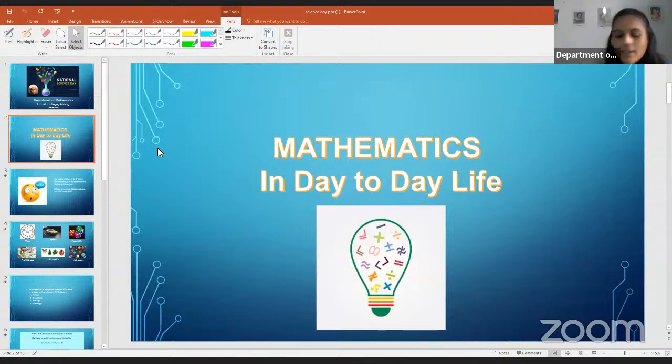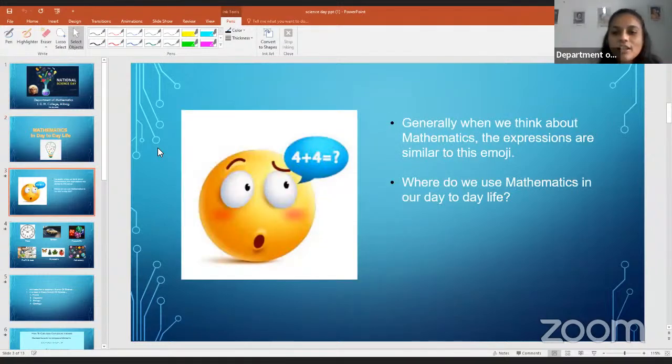Okay. So generally, when we think about mathematics, the expressions are similar to this kind of emoji, right? Many of the students always have some fear about mathematics, like how the calculations are carried out, or many times we are bothered about how generally we do mathematics.